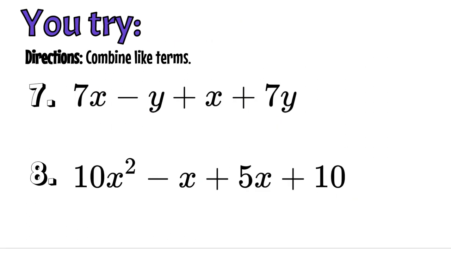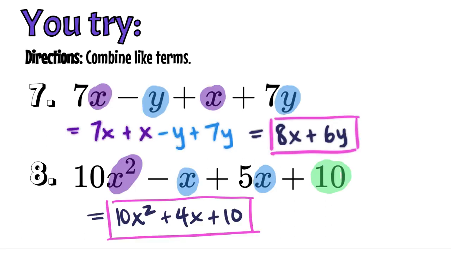Pause the video and try some examples on your own. Combine like terms in numbers 7 and 8. All right, hopefully you paused the video and you were able to find that number 7 is equal to 8x plus 6y, and number 8 is 10x squared plus 4x plus 10.